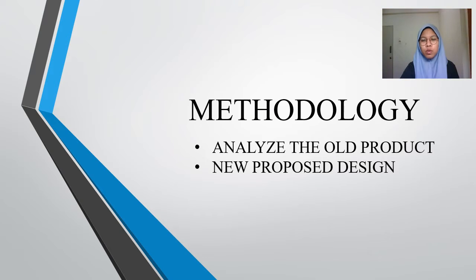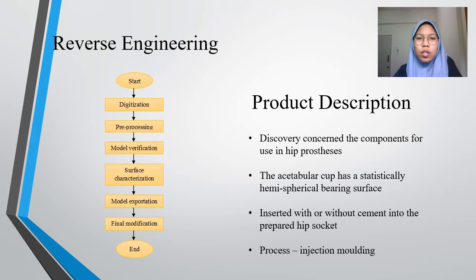Next, we move to the methodology. Under methodology, we have the analysis of the old product and the new proposed design. Now we move to analysis of the old product. In the old product, first we have the reverse engineering. In the reverse engineering, the first step is the digitization, and the second step is pre-processing.